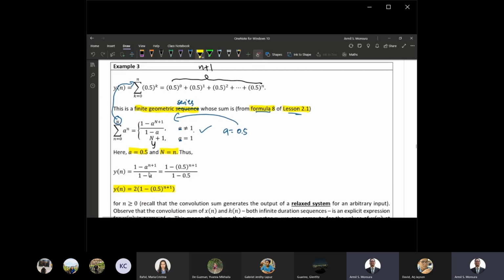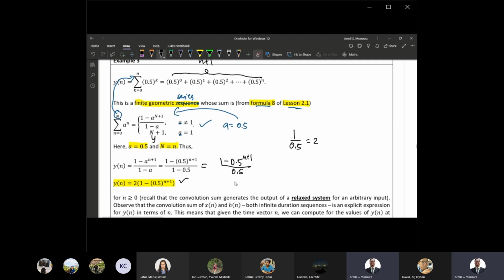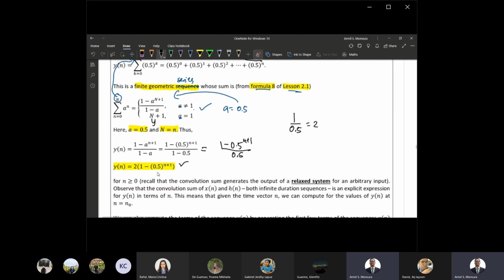This becomes y of n equals 1 minus a raised to n plus 1 over 1 minus a. So magiging 1 minus 0.5 raised to n plus 1 over 1 minus 0.5. Or pag sinimplify natin to, magiging 1 minus 0.5 raised to n plus 1 over 0.5, kasi yung ilalim. And 1 over 0.5 natin is actually 2. So that becomes this one. Now your output sequence is 2 times 1 minus 0.5 raised to n for n greater than or equal to 0.